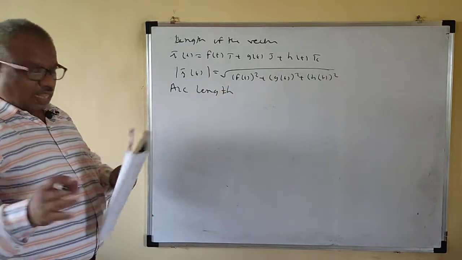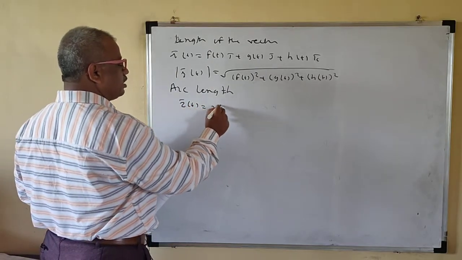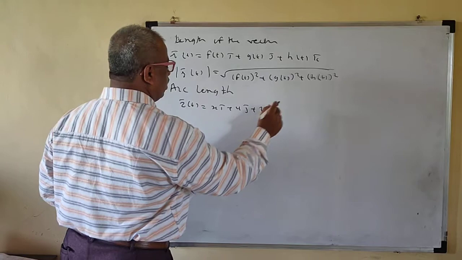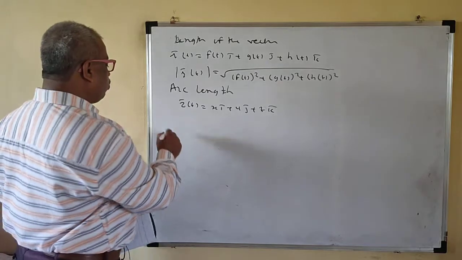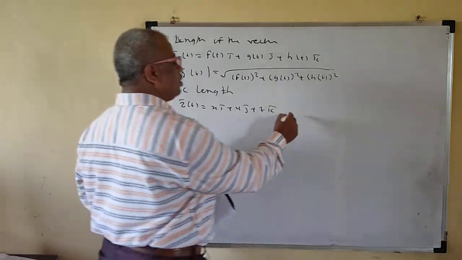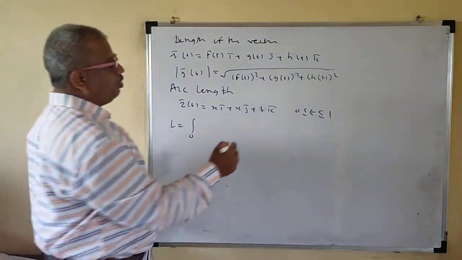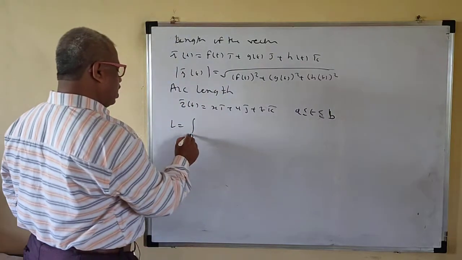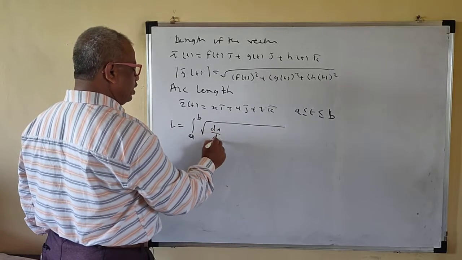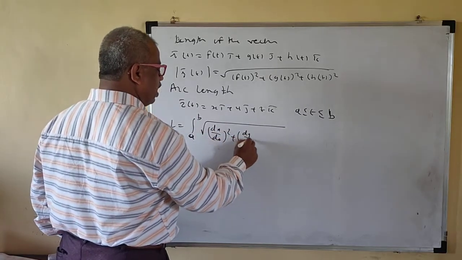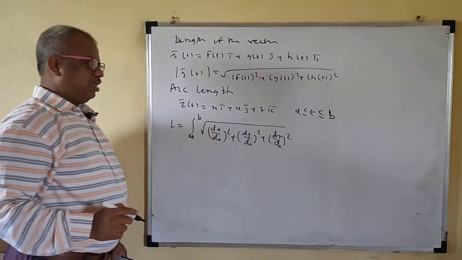Note that the length of the vector and the arc length are different. Suppose your function is r bar of t equal to x i bar plus y j bar plus z k bar, where x, y, z are functions of t: x of t, y of t, z of t. Then the length of the arc, suppose the limits of t are a to b, is the integral from a to b of root of dx by dt whole square plus dy by dt whole square plus dz by dt whole square, dt.